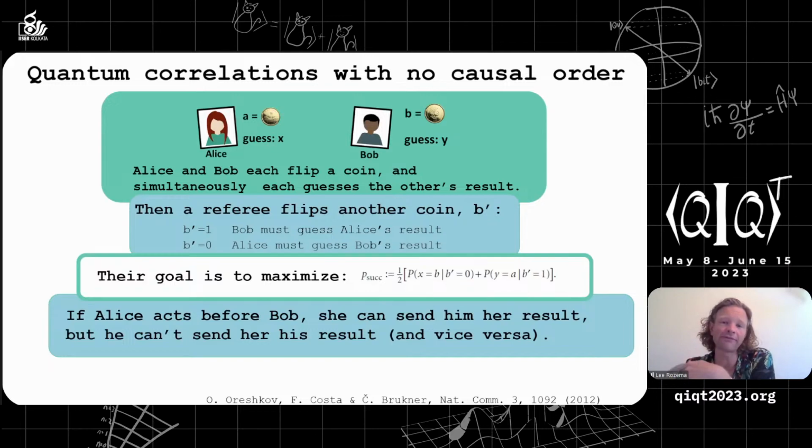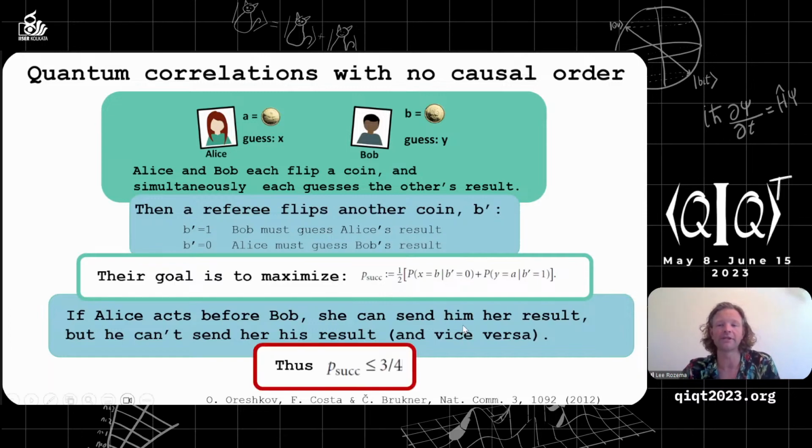In this case, if the referee asks Bob to guess Alice's coin flip, Bob will be able to guess it perfectly because Alice has told him. However, when the referee asks Alice to output the result of Bob's coin flip, the best she can do is randomly guess. So in this case, the success probability is going to be 75%. When the referee asks Alice, she'll get it right 50% of the time. When the referee asks Bob, Bob will get it right every time.